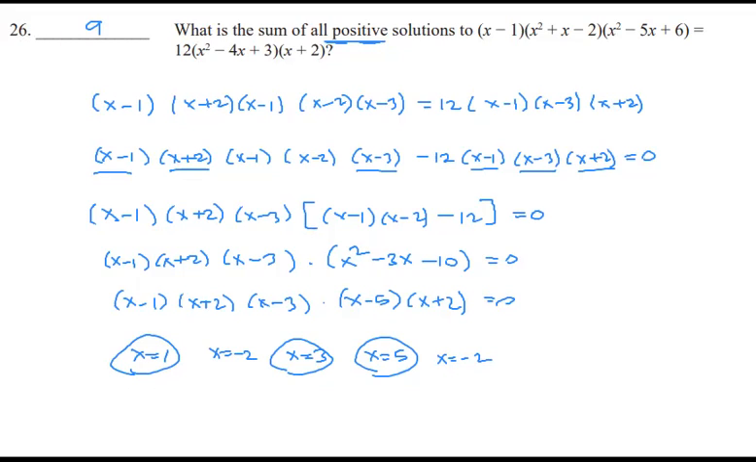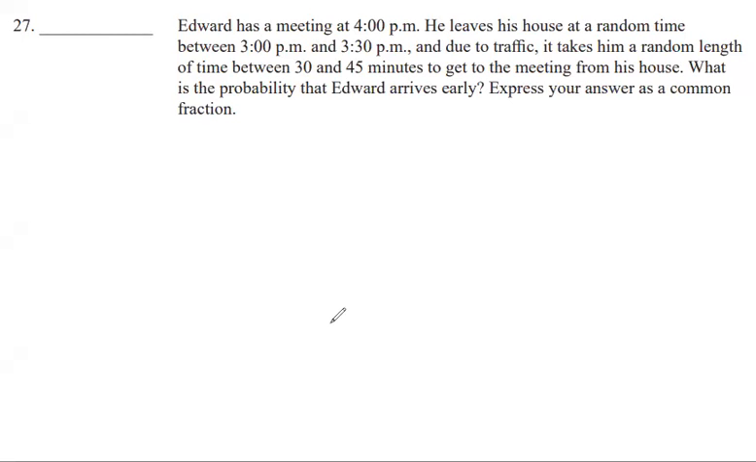Okay, so let's look at the next one. Number 27. Albert has a meeting at 4, and he leaves the house between 3 p.m. and 3:30, and then the traffic takes about 30 to 45 minutes to get to the meeting from his house. We want to find the probability that he's going to be there early. It's a classic geometric probability problem. In these cases, we want to find the area and find the probability by using the areas.